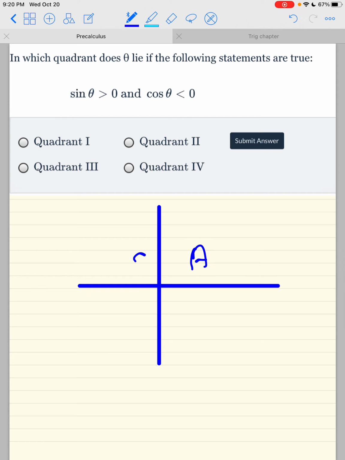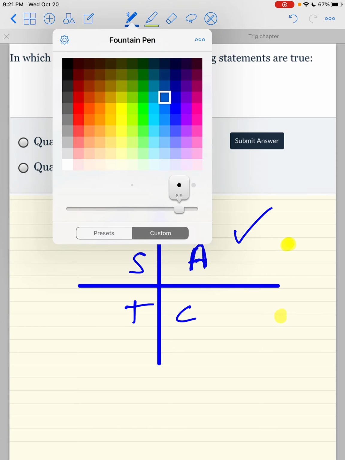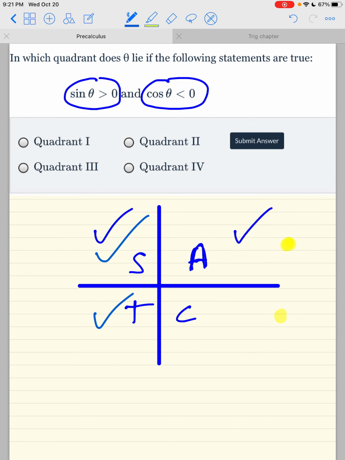All students take calculus. Sine is positive. Well, sine is positive here and here because everyone's positive in the first quadrant, and then at their home, which is S. Cosine is negative. Where's cosine negative? Think about it for a second. Everyone is positive here, and they're home. Therefore, they are negative at the other 2 locations. So what quadrant are we in? 2. Okay.